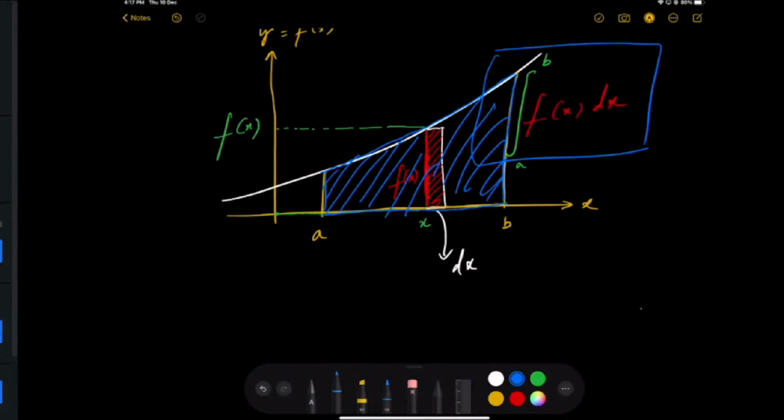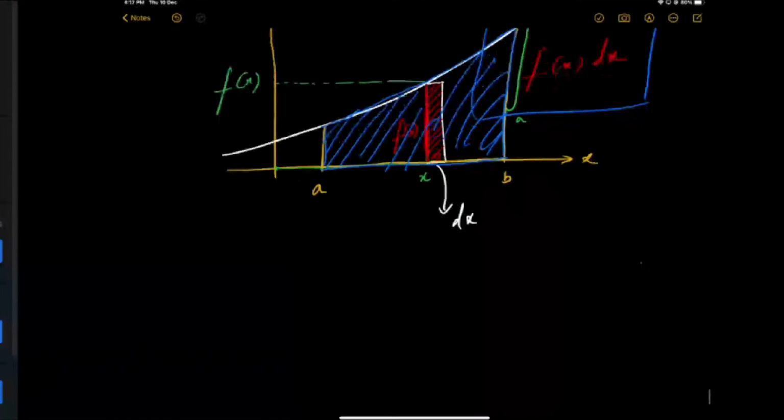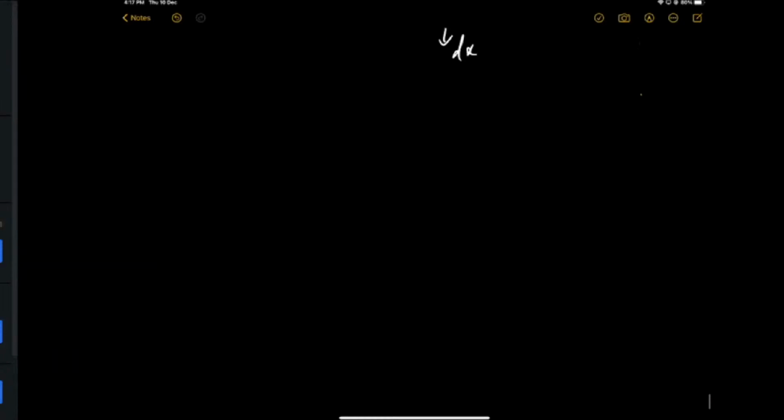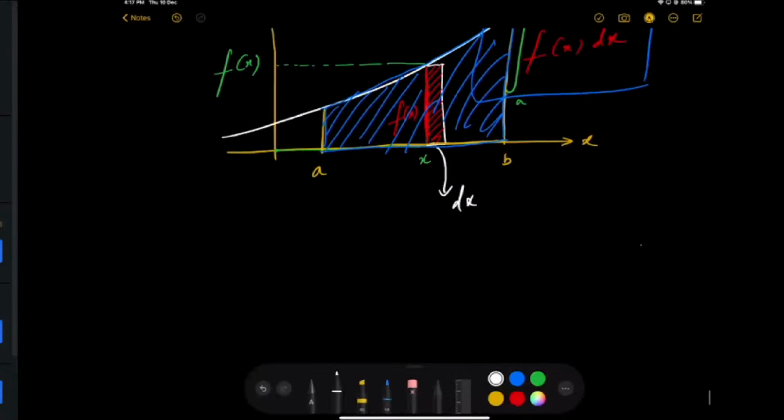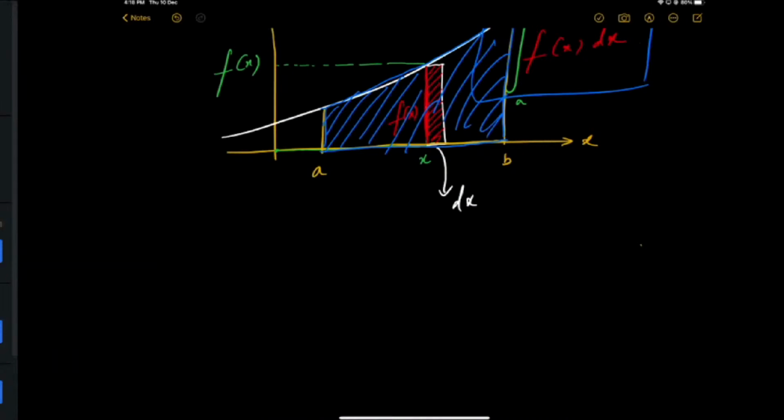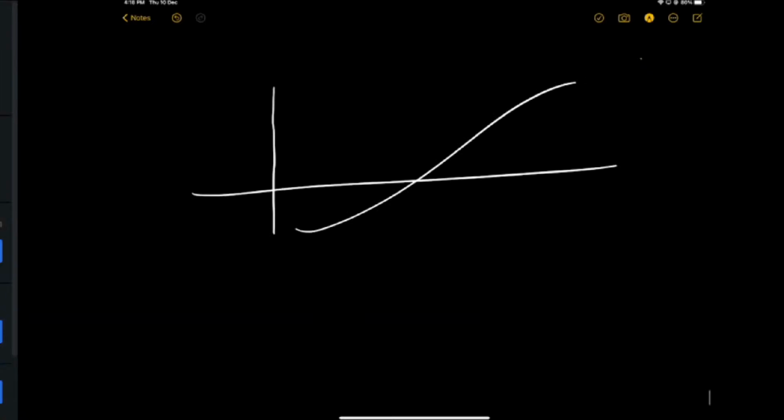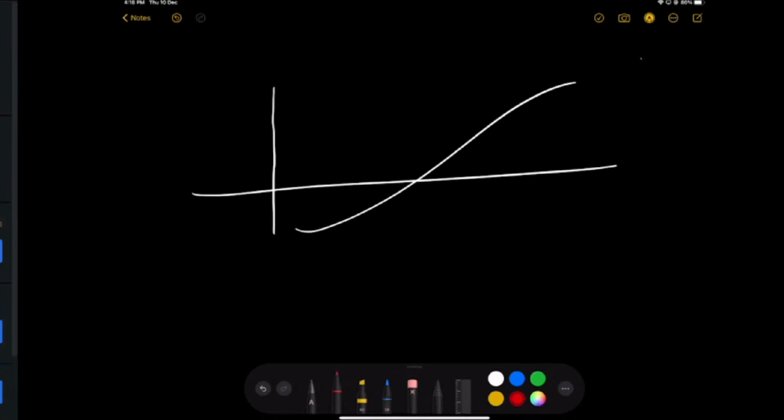Okay, now area can be positive or negative. Let me explain what I'm saying. If the function is something like this, and you integrate this between these two limits, then you'll get a negative area. You know why? Because dx is anyway positive, but f of x is negative here. So negative times positive gives you negative. So all these areas will be negative and they will add up and give you negative area.